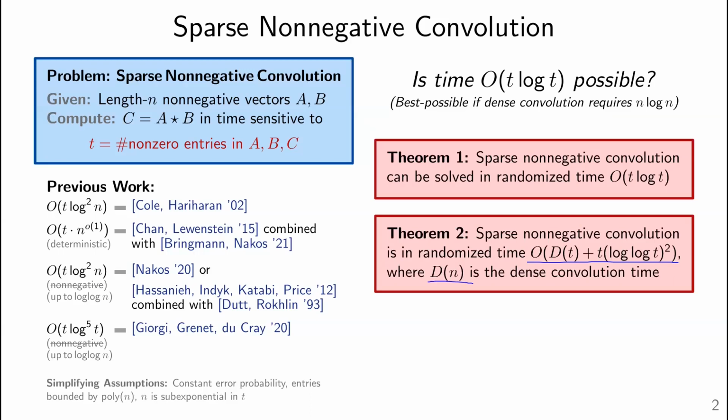Okay, so theorem 2 is essentially a reduction from the sparse non-negative convolution problem to the dense convolution problem, where the running time carries over except for this error term, t log t squared. So as long as dense convolution requires at least time n log n squared, both problems indeed have the same running time. Okay, for the rest of the talk, I will try and give you a proof of theorem 1. So we will see the main ideas behind the t log t time algorithm, but there will not be enough time to cover how theorem 2 can be proven.